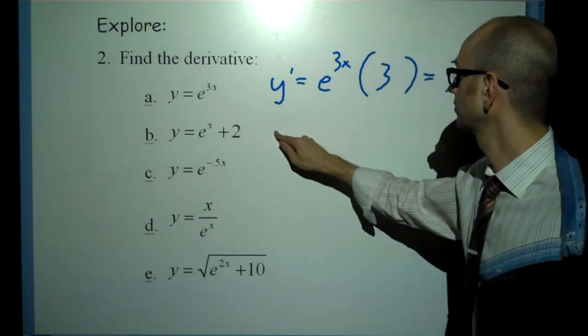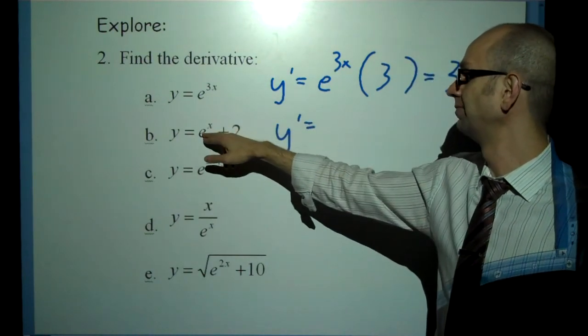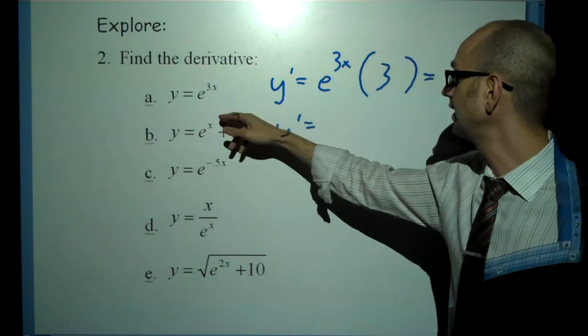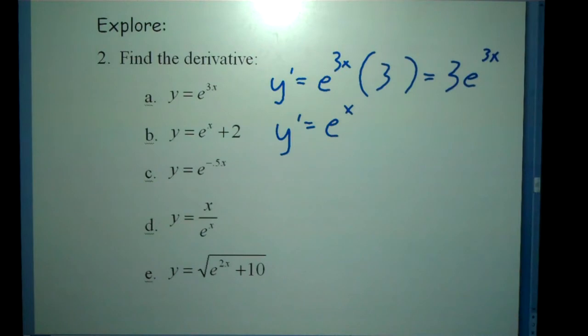Part B. You've got two different functions being added, so you take the derivative of each of them individually. E to the x has a derivative of e to the x. 2 has a derivative of 0.